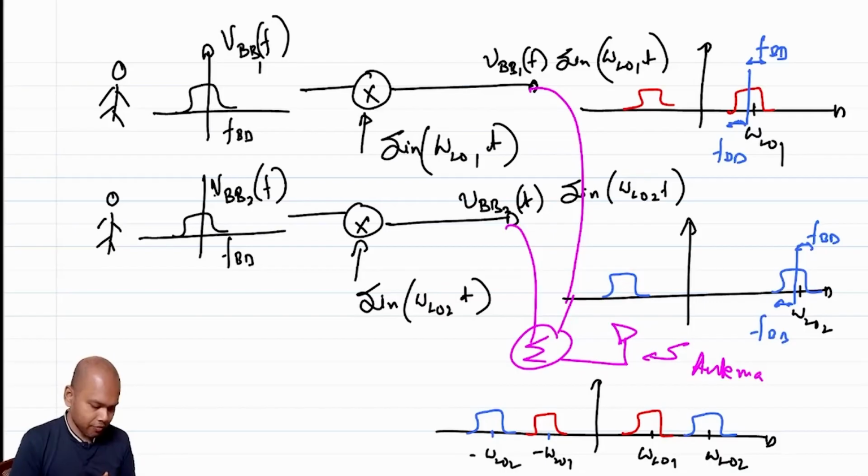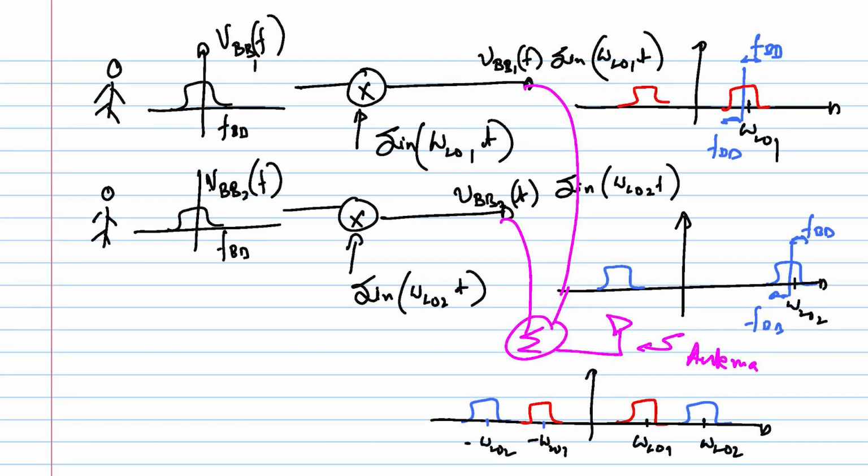Okay, so we'll stop here for this lecture. In the next lecture, we are going to see, given that this information is available to us, what a receiver architecture should look like, and then take it from there.